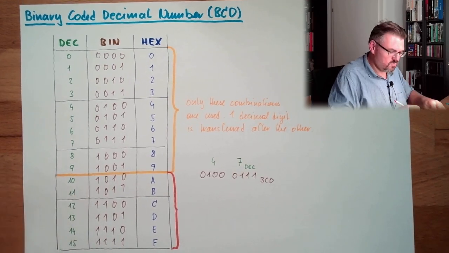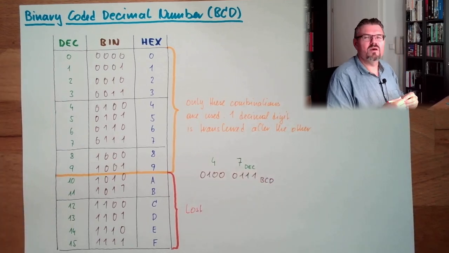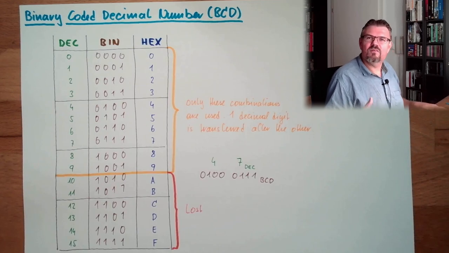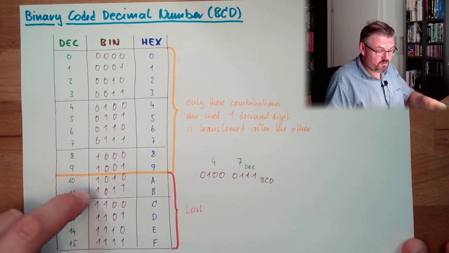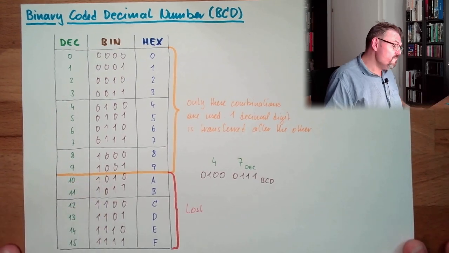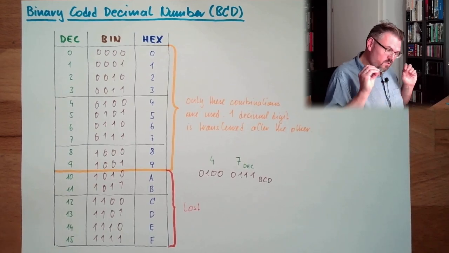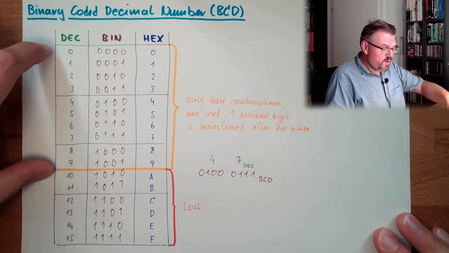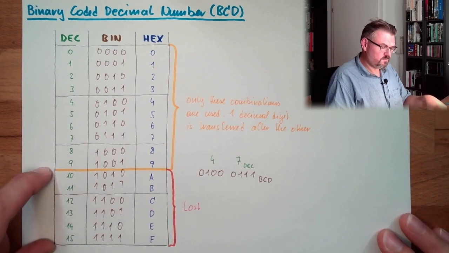Maybe I could use the unused combinations as some sort of error indication. If I don't only want to display numbers, I say okay, there was an error, a measurement error, or overflow error, underflow error, and so on. Could be possible. However, by using the BCD, by using only a part of the combinations, we are losing quite some.